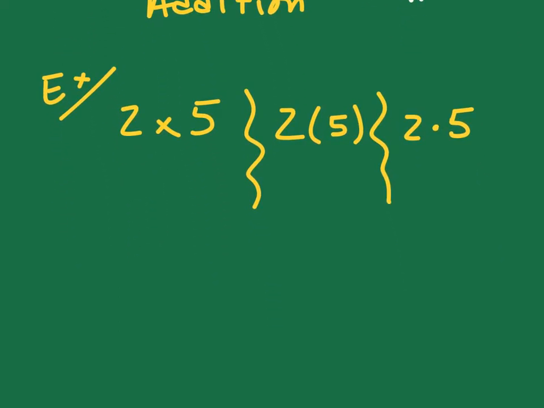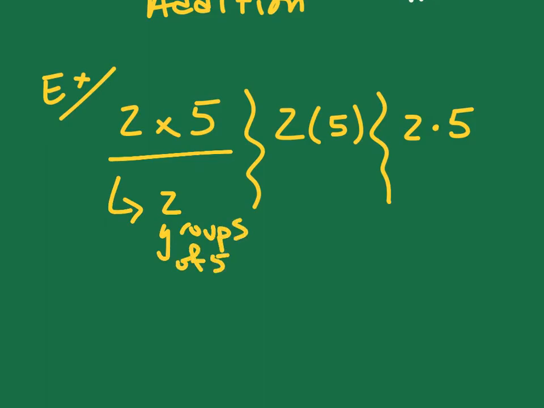Now, when I'm doing 2 times 5, this really means 2 groups of 5. All right, and remember, I'm just doing repeated addition. So 2 groups of 5, meaning I'm really doing 2 times 5 is equal to 5 plus 5, which gives you 10. Okay, and that's the idea.